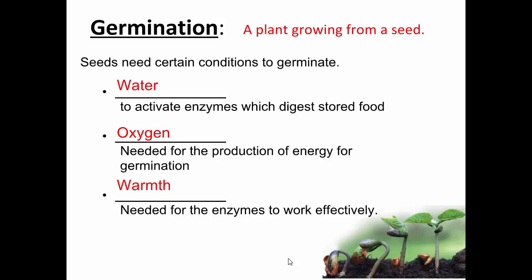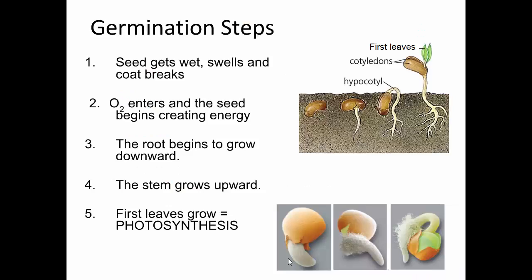So here you see steps in a seed starting to germinate and eventually grow. Here is how it happens step by step. First, the seed is in the soil, it gets wet, swells up, and the outer coat breaks.